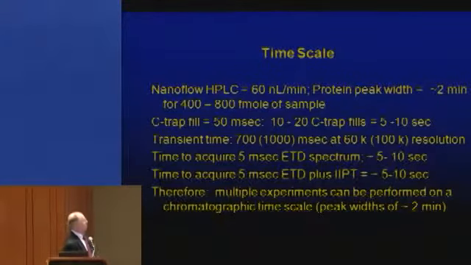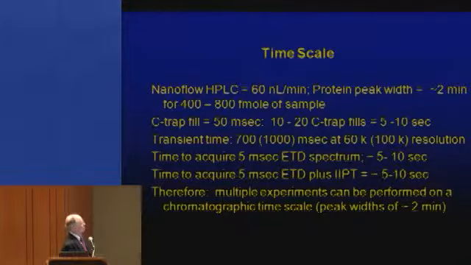So here's the experiment. We're going to do nanoflow HPLC. That's 60 nanoliters per minute, and that's based on technology we developed many years ago. And we can alter the gradient so that we can spread our protein peaks out to 2 minutes if we want to, for practice or for changing variables. But the point is, we would normally work with something that's about 30 seconds wide. And at the moment, on this protein, you could go down to 10 femtomoles.